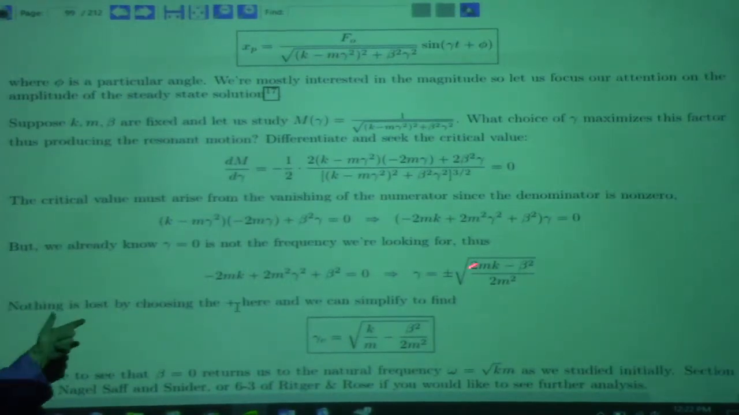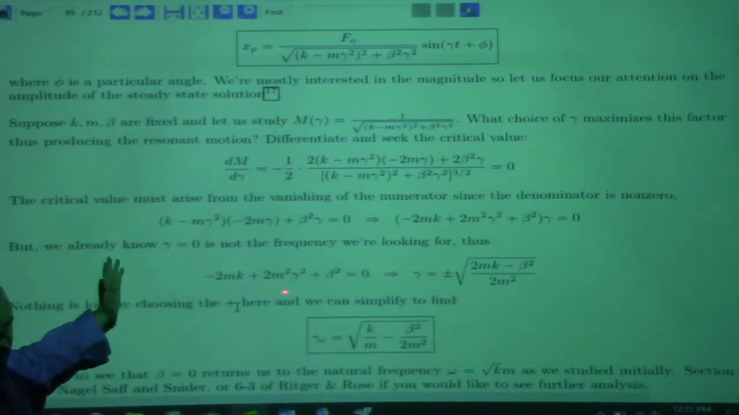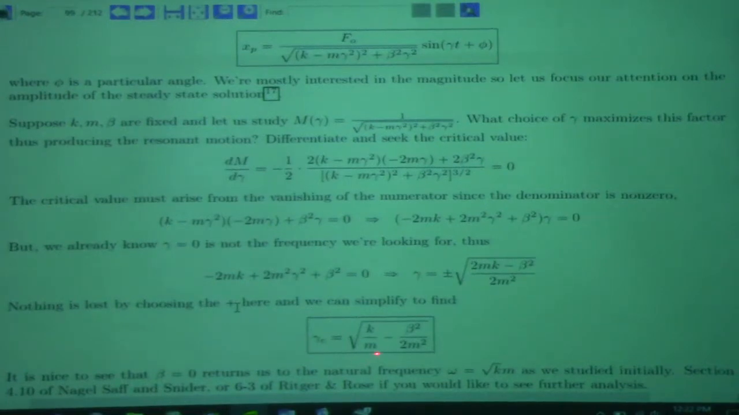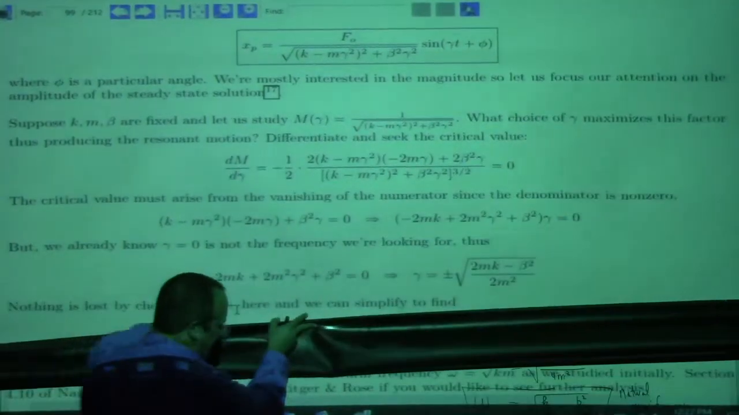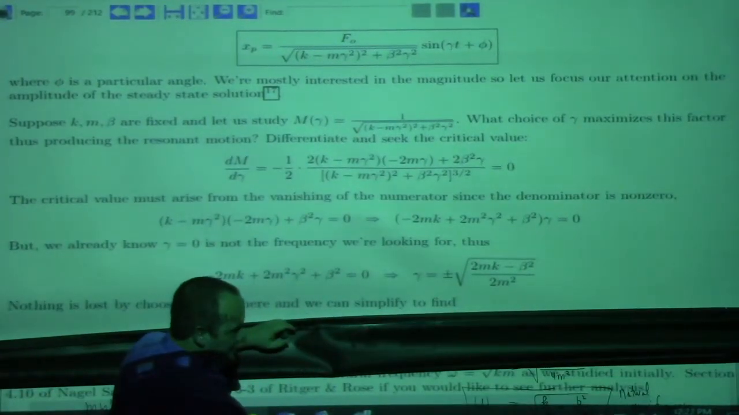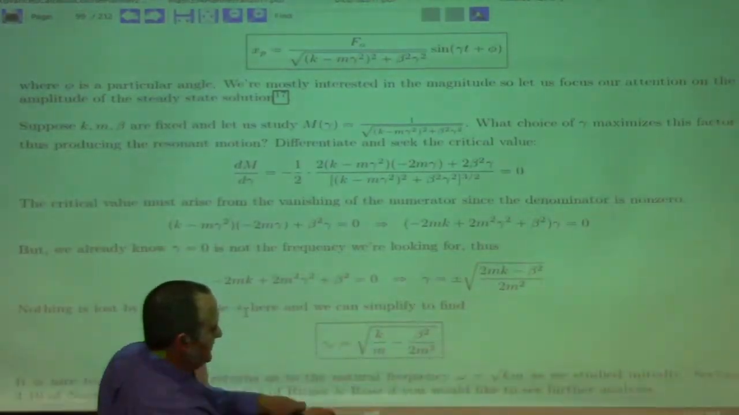But the other case would be when this thing is 0, which is a quadratic in gamma. So we can solve, and we get plus or minus that, which cleans up to this. So this is the critical frequency, the square root of k over m minus b squared over 2m squared. This is not what you might, by intuition, have expected, which would be this. Is it that, though? No, I don't think so, because there's a 2 here.